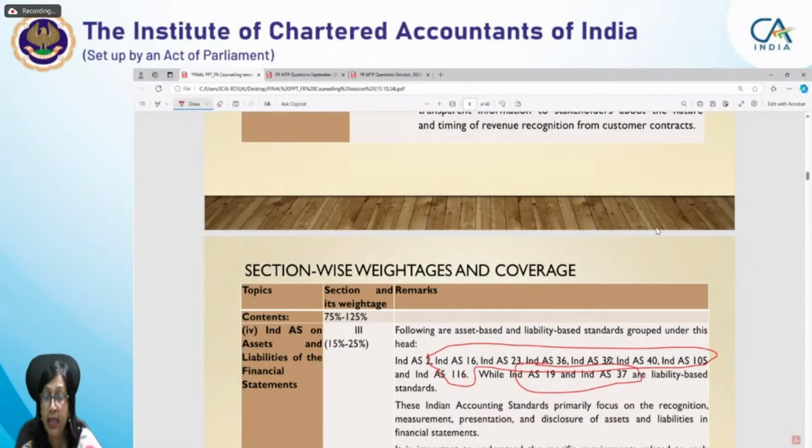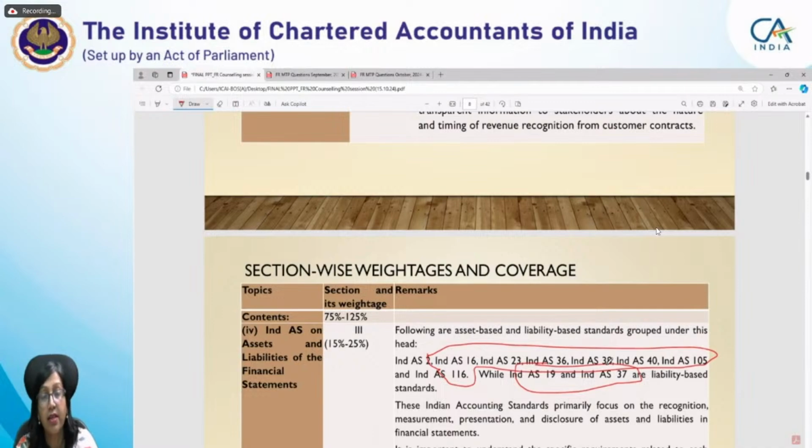So to maintain that coverage, some students studied this standard, some students studied other standards. For example, student A has studied Ind AS 2, 16, 23 and 36 and left the other asset based standards, while other students have studied 36, 38, 40 and 105. So in that case, students who have studied half of this section are still able to at least do one question, and students who have done the other half also do one. So this is just an example.